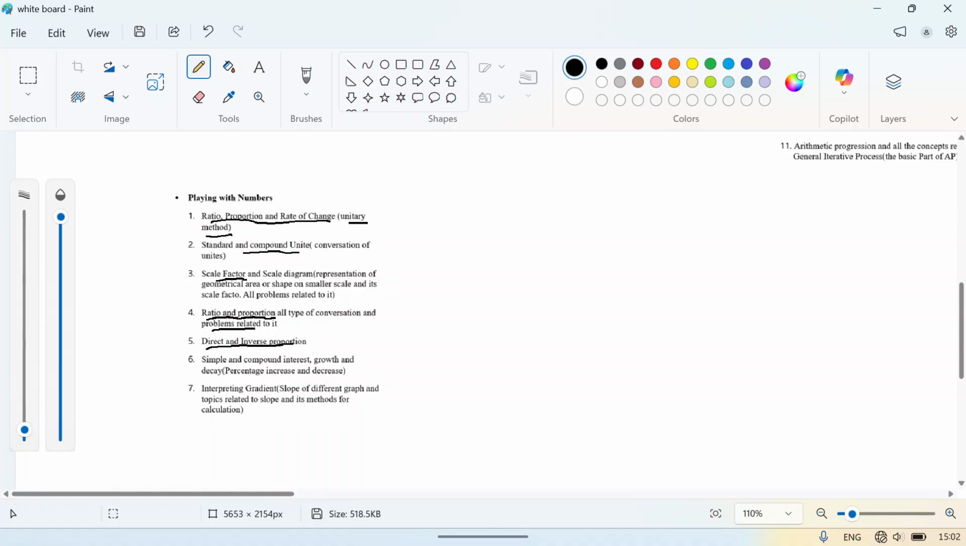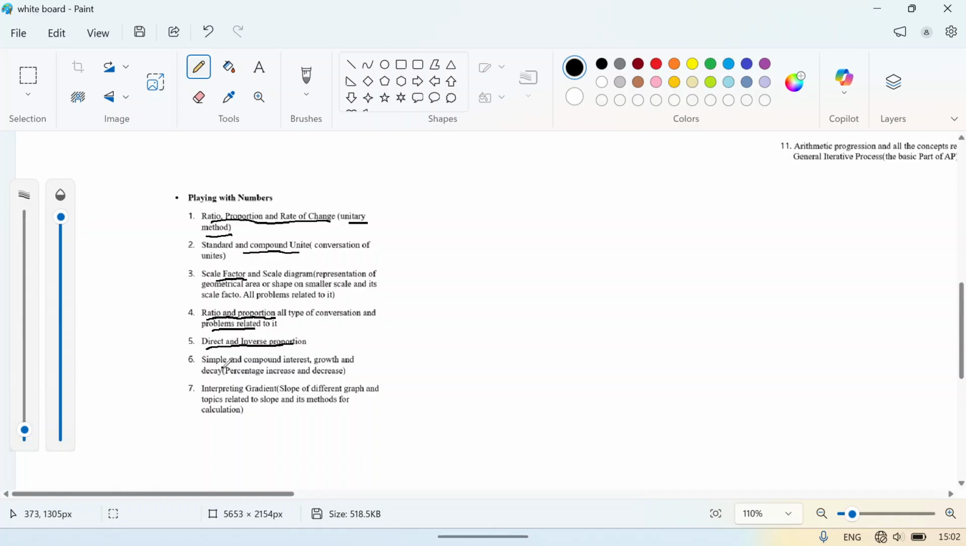What do we mean by direct proportion and inverse proportion? Direct proportion means if one thing increases, the other thing also increases. That is called direct proportion. And if one thing increases and another thing decreases, it is called inverse proportion. So we are going to learn what direct and inverse proportion are, and we learn some concepts based on that. And after that, we are going to solve some practical problems based on that.